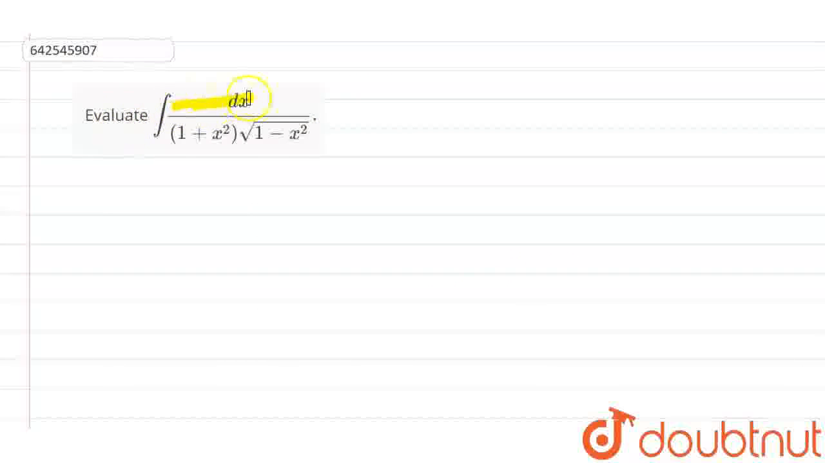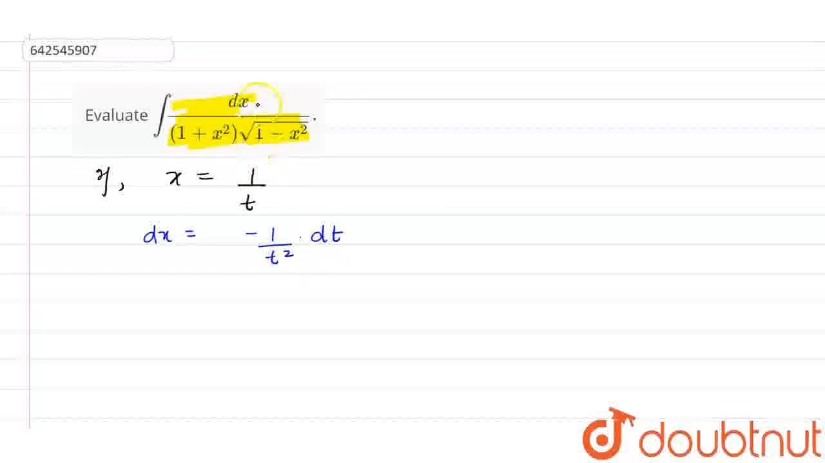Hello guys, we have to evaluate the integration of dx upon (1 plus x) square root of (1 minus x square). So guys, first to break this root, let's take x is equal to 1 by t. By differentiating both sides we get dx is equal to minus 1 upon t square into dt.